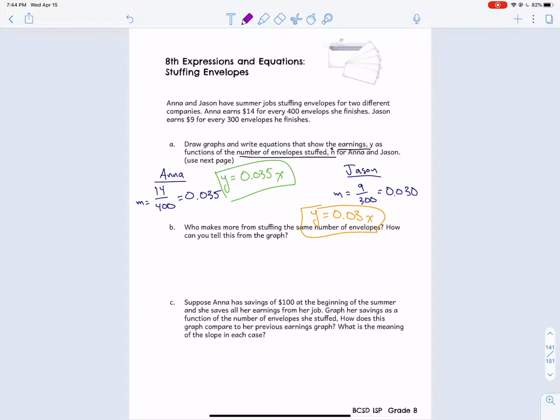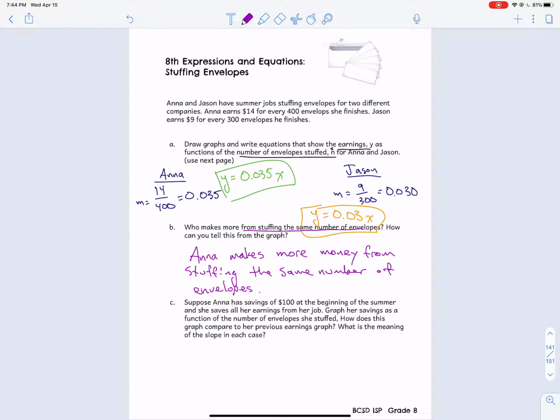So Anna makes more money from, so just use the same wording right here, from stuffing the same number of envelopes.